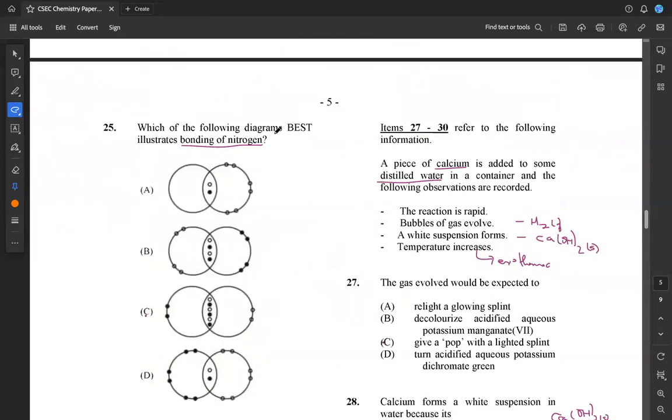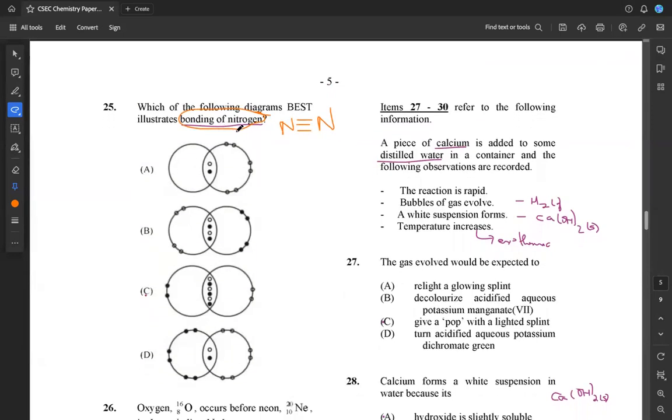So 25 says, which of the following diagrams best describes or illustrates bonding in nitrogen? Now, we know that nitrogen is going to form a triple bond with itself, right? So we're going to look for the bonding here that shows triple bonding with itself. And so it's not this one, because this would represent an N-N, just a single bond. This one would represent an N double bond N, because there are two pairs of electrons in it. So that would be 1, 2.